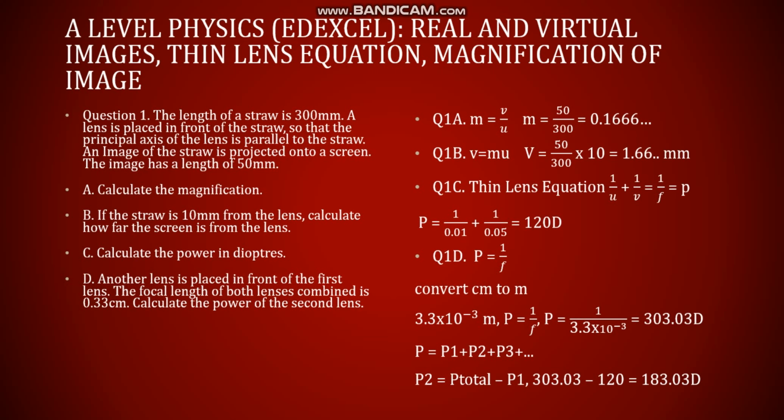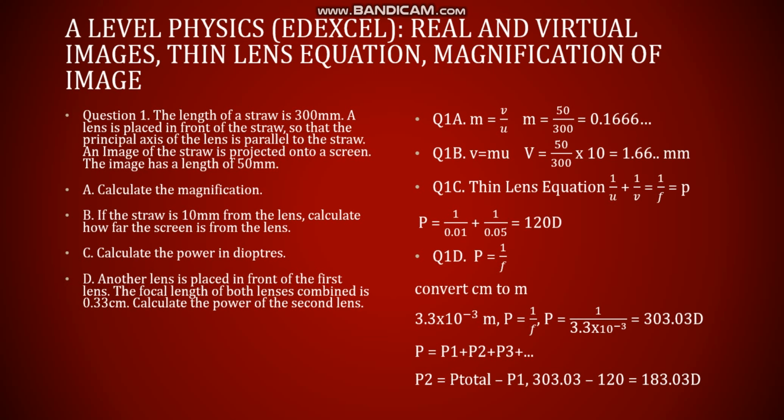Part B states that if the straw is 10 millimeters from the lens, calculate how far the screen is from the lens. So in this case, we make v the subject of the formula, which is equal to the product of m times u. So we have v equals 50 over 300 times 10, and we get an answer of 1.66 millimeters.